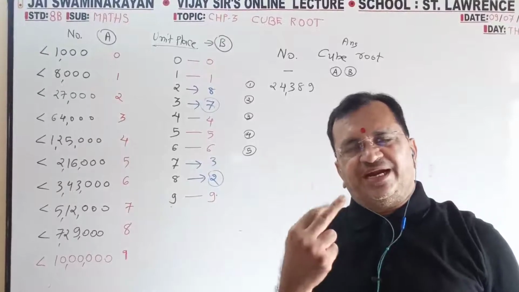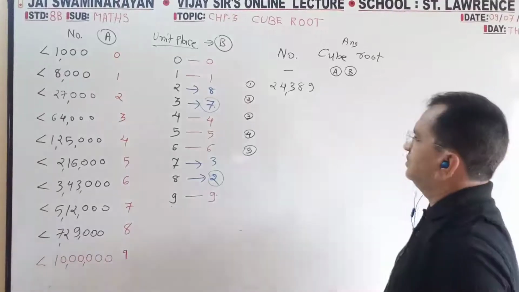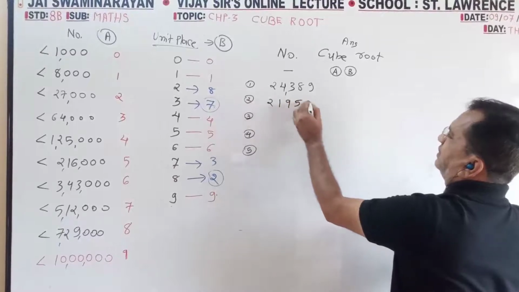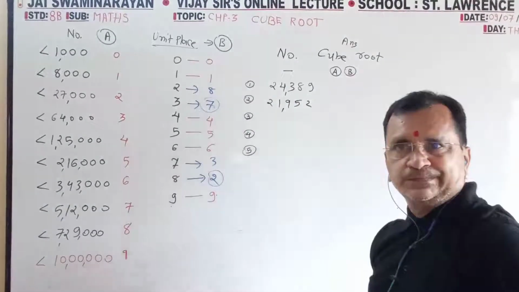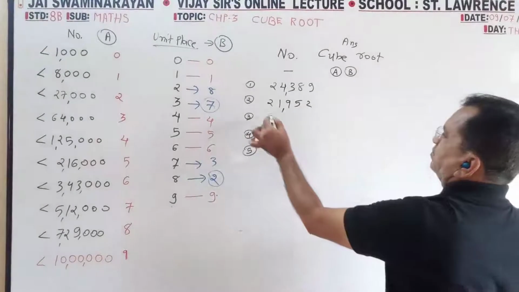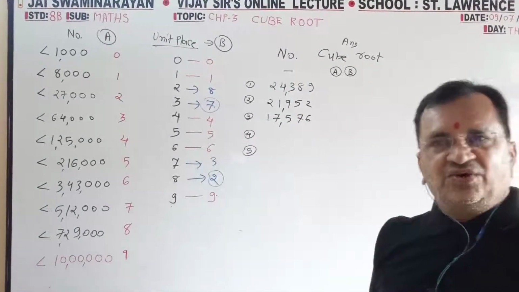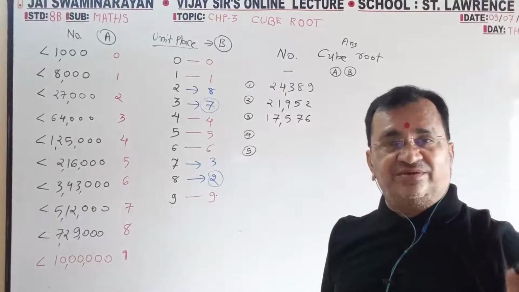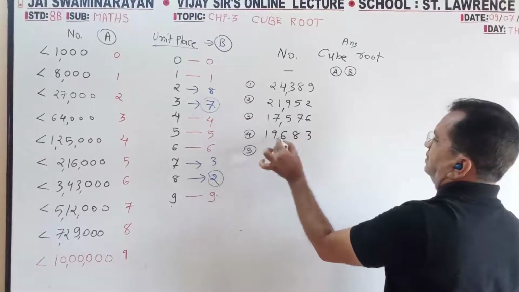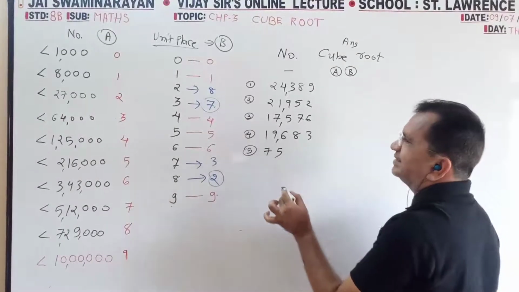At least 2 students are not ready with the calculator. 219 only. 21952. Next. 17576. Next. Only one student is doing. Less than 90. 19683. 75.